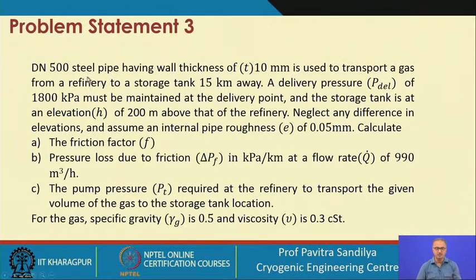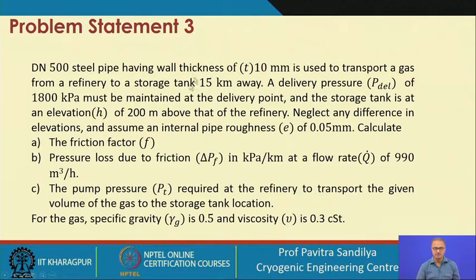Now, we have another problem in which we are given a steel pipe of DN 500, with its thickness, and this is transporting a gas from a refinery to a storage tank that is 15 km away. So the length of the pipeline is 15 kilometers. The delivery pressure has been given to be 1800 kilopascal, and the elevation is about 200 meters. So there is an elevation effect also, but we neglect any difference in elevation, even if it is 200 meters.